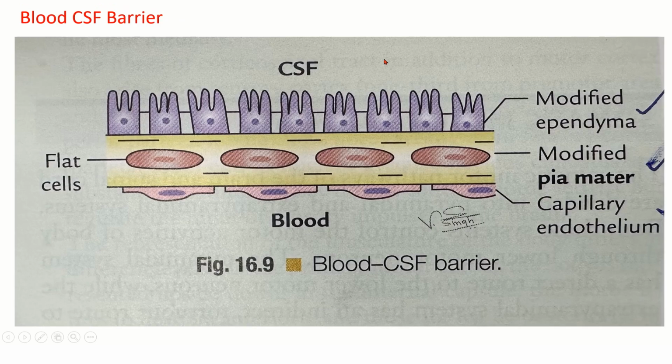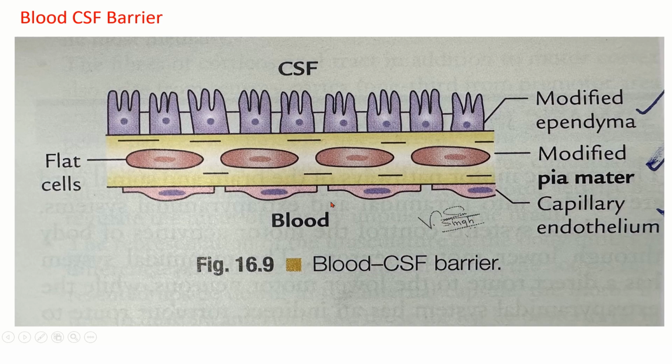Let me show you. So this is the CSF within the ventricles. You can see this is the modified ependyma. So you can see the tight junctions between them. You can see the basement membrane, and here you can see the modified pial cells, and here you can see the basement membrane of the capillary endothelium, and these are the capillary endothelium with the fenestrations which are filled with the thin diaphragm. So this is the blood CSF barrier.